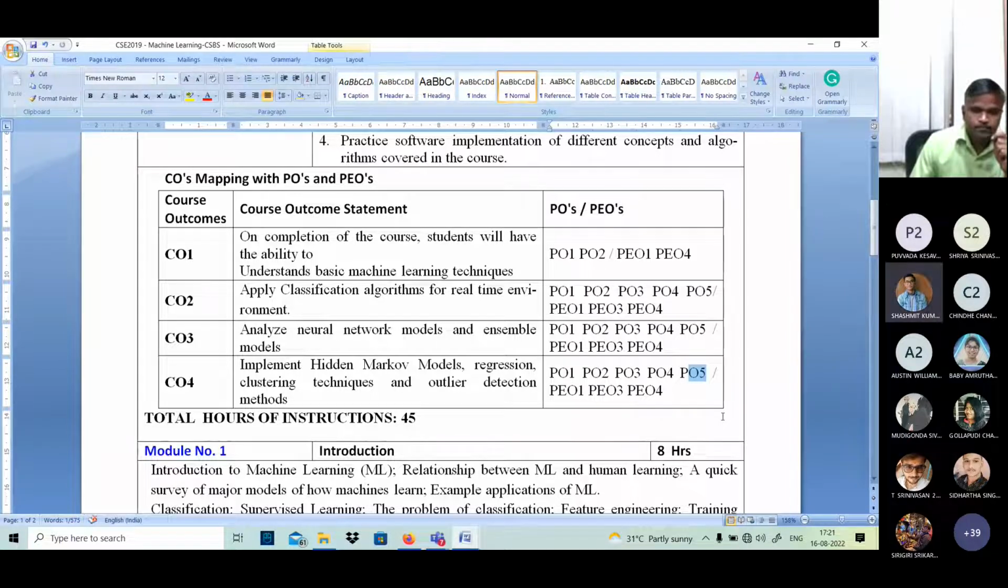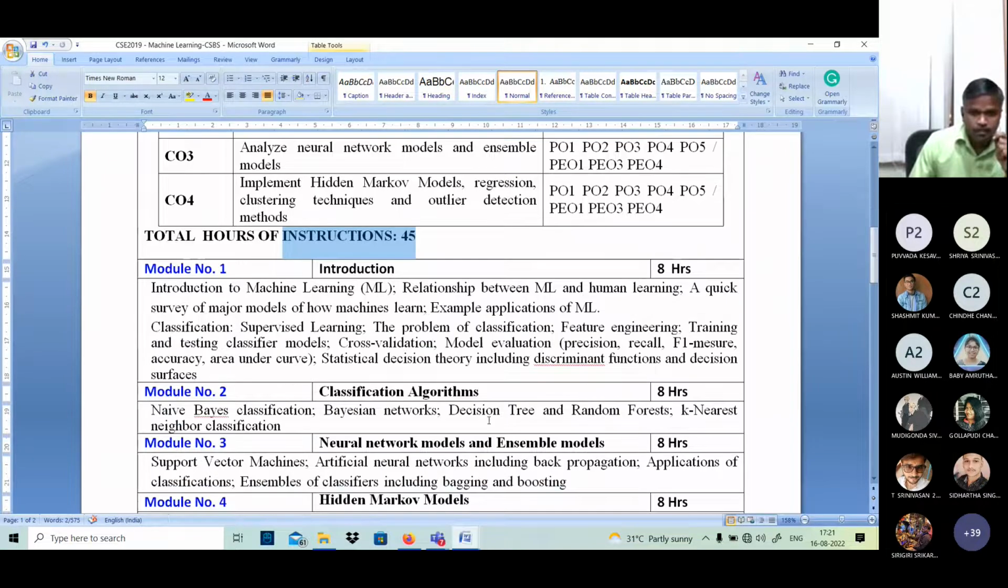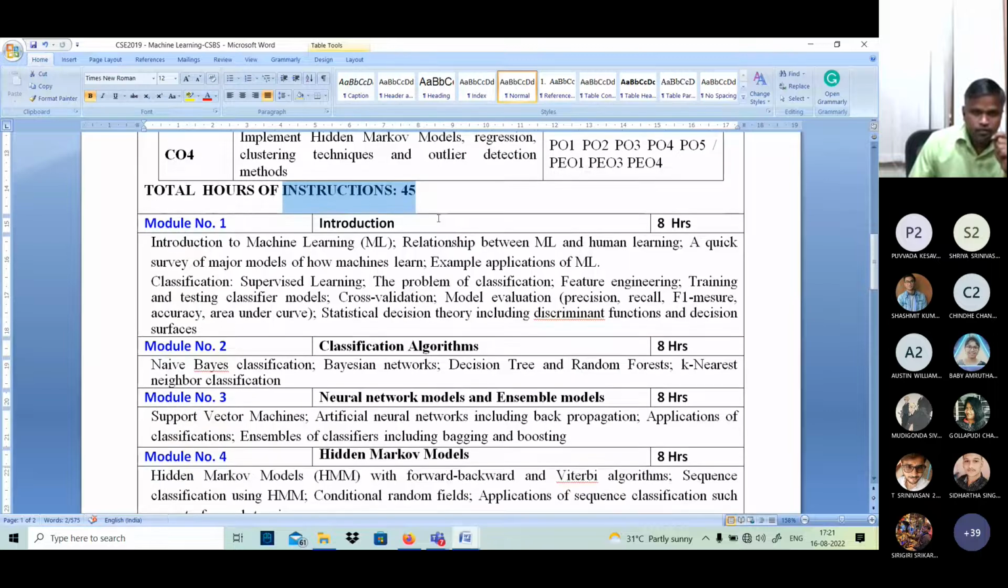No, sir. Yeah, we will move on to the next one. Totally 45 hours are allotted to this course. In these 45 hours, the first module is an introduction to machine learning. Here we will learn about different learning methods, supervised learning. In supervised learning, we will learn the basic concepts of data engineering and feature engineering, which are the topics to be completed within the first 8 hours.